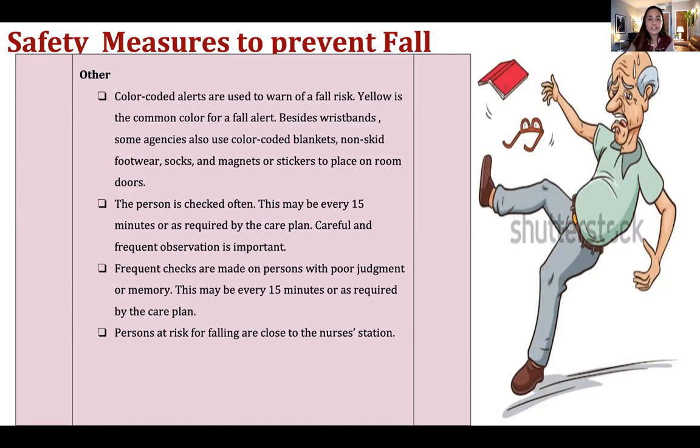The person is checked often. This may be every 15 minutes or as required by the care plan. Frequent checks are made on persons with poor judgment or memory. Who are these? Those patients with Alzheimer's, dementia, or delirium. They should be checked more often because they have a tendency to fall or jump out of the bed. This type of person should be closest to the nurse's station, and they should not be put in a private room because it's difficult to see them.